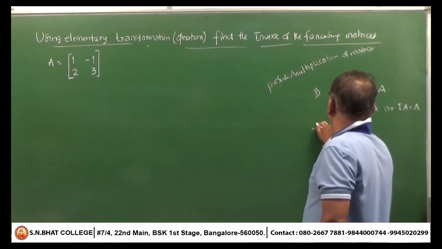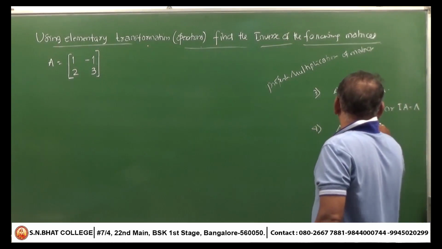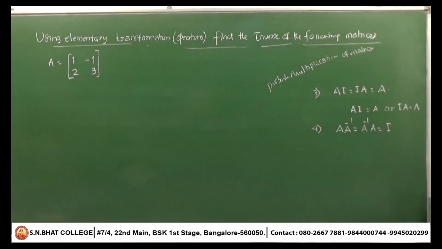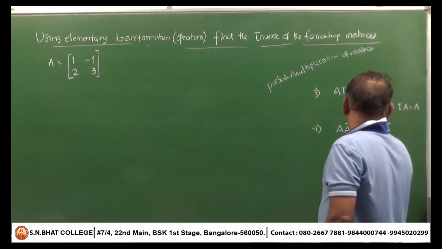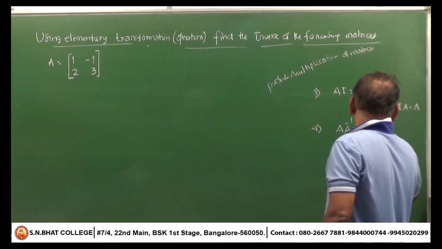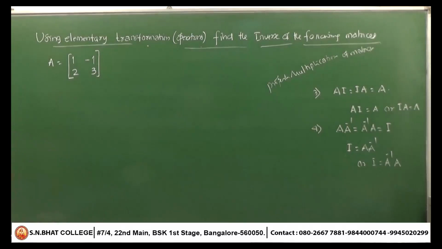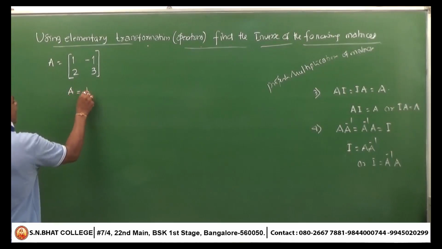And one more property, the fourth. Multiplication of matrices satisfies the inverse law: A into A inverse is equal to A inverse into A is equal to I. That means I can be written as A into A inverse or as A inverse into A. I am using these two properties of multiplication of matrices in this problem. We can write matrix A as I into A.